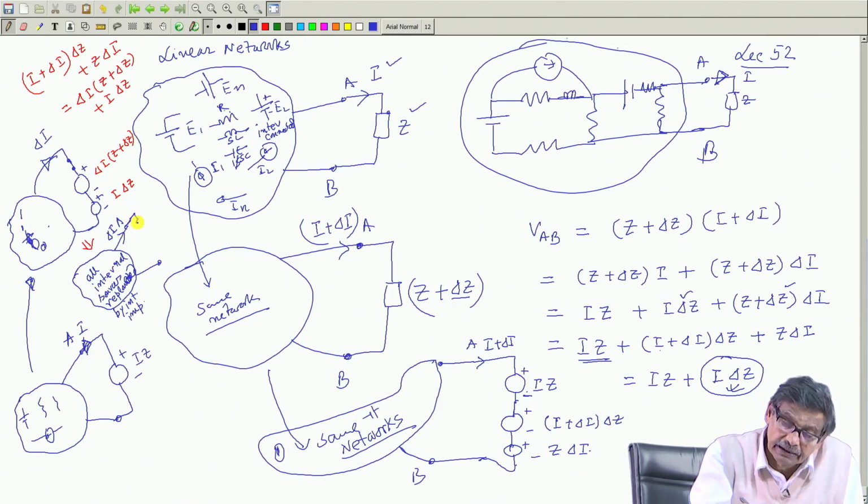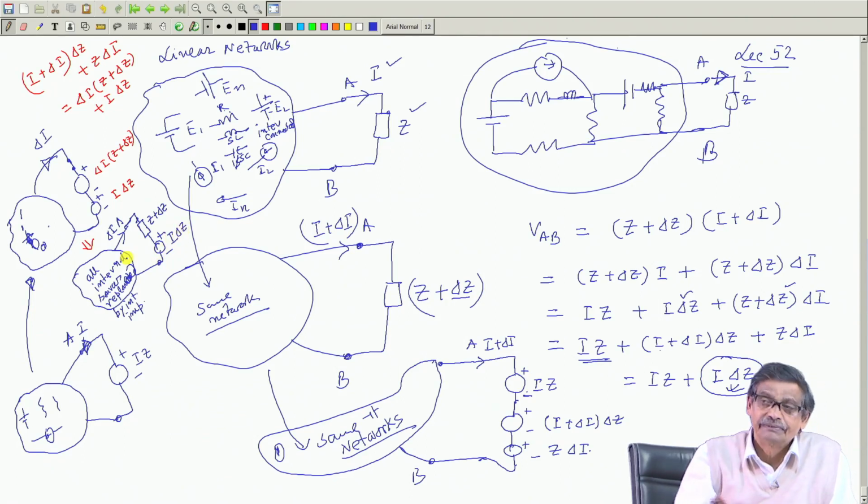Therefore, I can represent it by some impedance Z plus delta Z, because this is the drop between these 2 points, delta I into Z plus delta Z, and then a source of voltage whose magnitude is I into delta Z, and we are done.